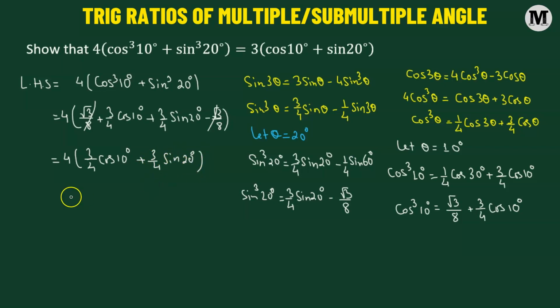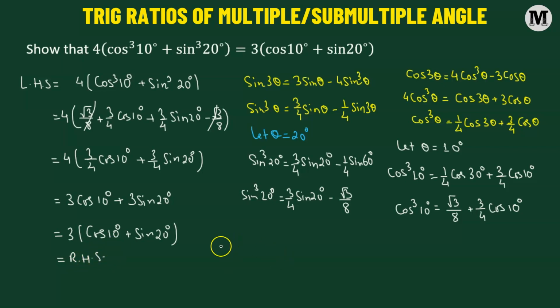Now if we multiply throughout with 4, we're going to get 3 times cosine of 10 degrees plus 3 times sine of 20 degrees. Factoring out the 3, we will finally get 3 multiplied by cosine of 10 degrees added to sine of 20 degrees, and this is the expression on the right hand side. Hence we have successfully showed that the left hand side of the given trigonometric expression equals the right hand side. Hence proved.